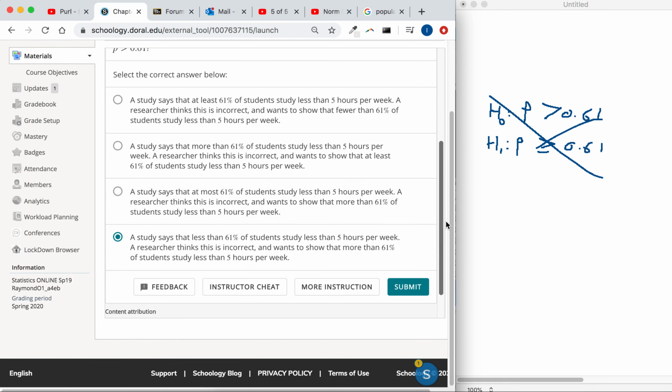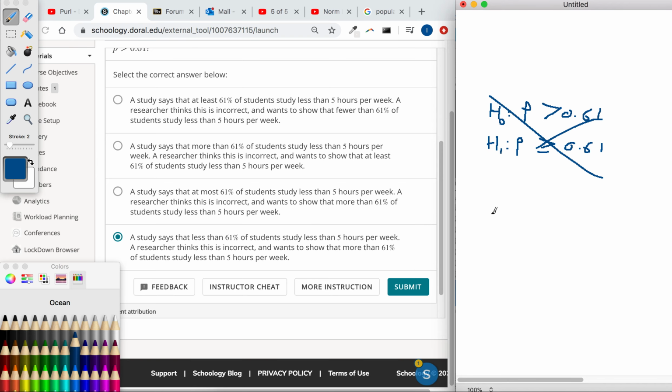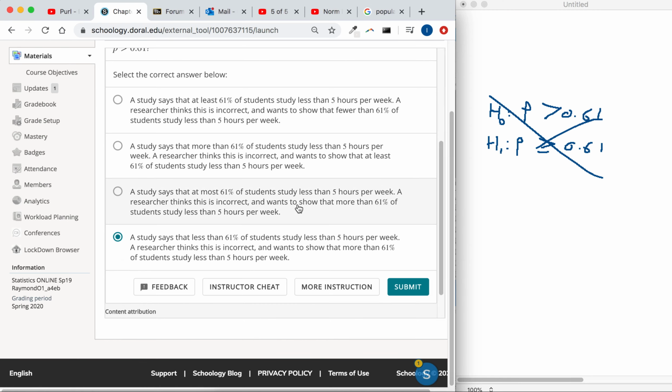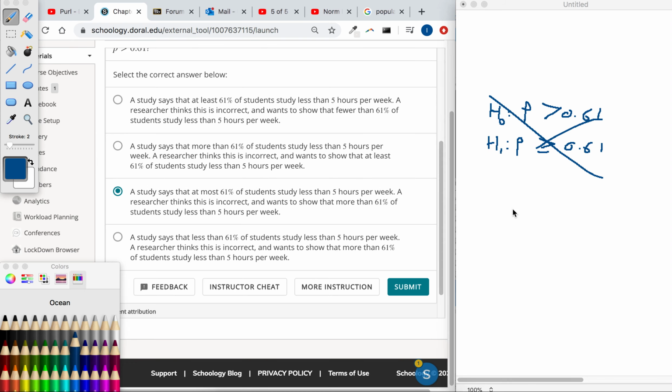The third one's not correct because it says at most 61% of students, so it's either 61% or less. A researcher thinks this is incorrect and wants to show that more than, oh, actually, wait a second, maybe this is good. More than 61% of students, so H1, the proportion is greater than 0.61. That's more than 61% of students. It's really, the key is down here. A researcher thinks this is incorrect and wants to show that more than 61% of students study less than 5 hours per week.